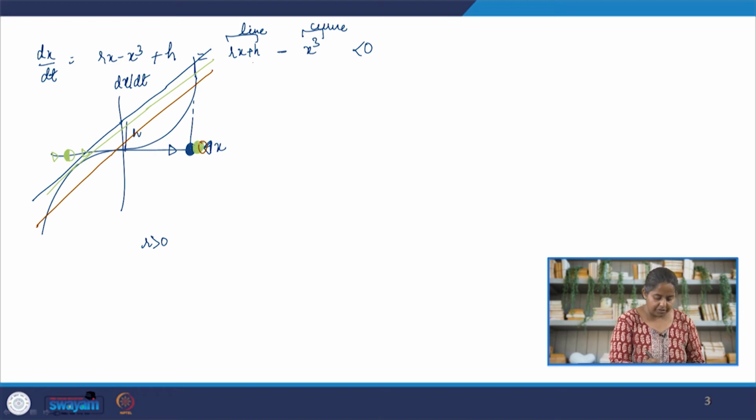So there is a fixed point here which is a stable fixed point, because on the left side the line is above the curve, dx by dt is positive. On the right side the line is below the curve, dx by dt is negative, the flow will be to the left. Now in the third quadrant, the line will intersect the curve in 2 places. So now we have 2 fixed points. One fixed point is somewhere here and the other fixed point is going to be somewhere here.